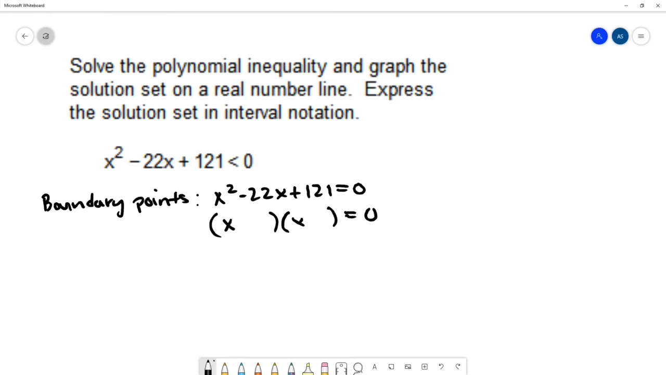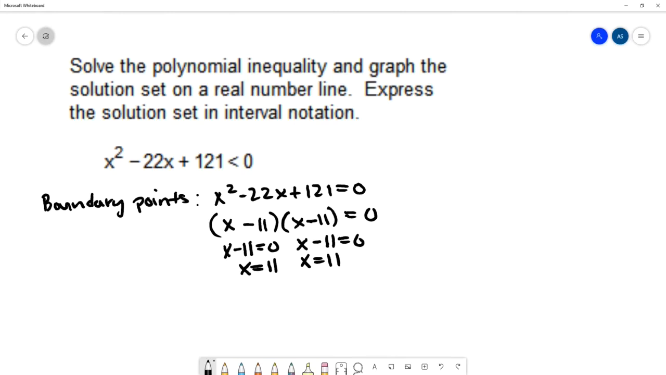So I know that x times x is x squared. 121, I think that's 11 times 11. And I can make them both minuses, because negative 11 times negative 11 will give me a positive 121, and negative 11 plus negative 11 will give me a negative 22. So I've got that factored correctly, and then I'll set each factor equal to 0 with the zero product property, and that gives me x equals 11 and x equals 11.